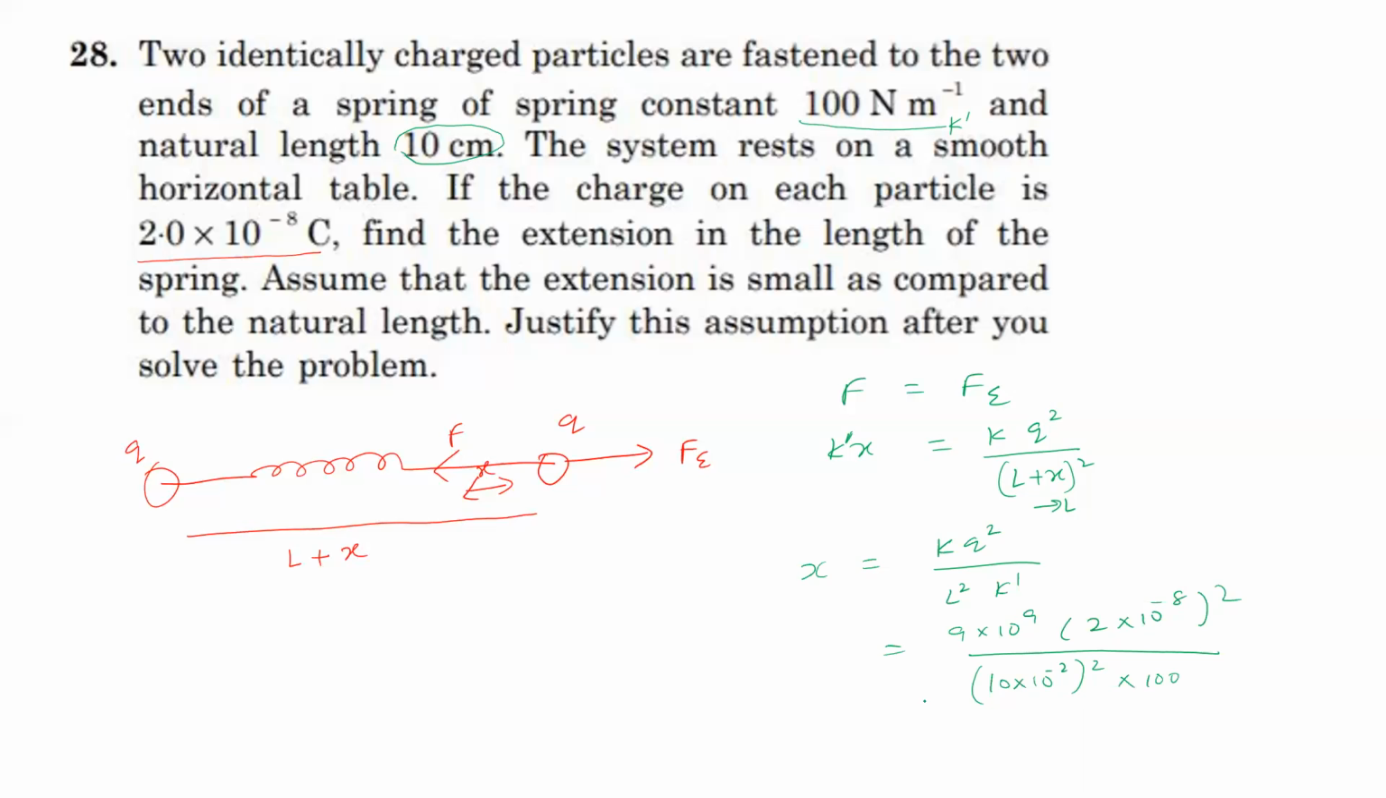By substituting all the values and solving, we will get this answer as 3.6 into 10 power minus 6 meter. 3.6 into 10 power minus 6 meter is very small compared to the natural length of the spring. So the extension in the spring we are getting is 3.6 into 10 power minus 6 meter.